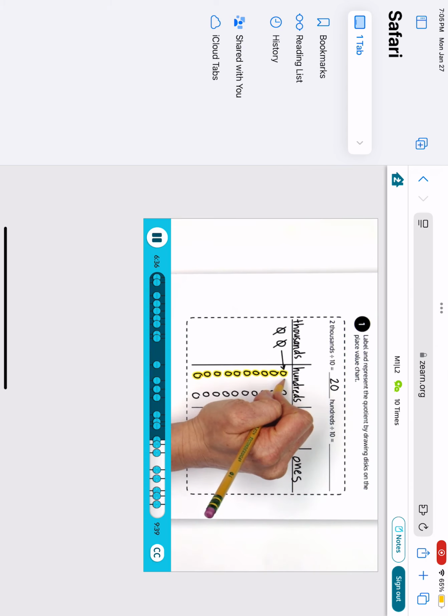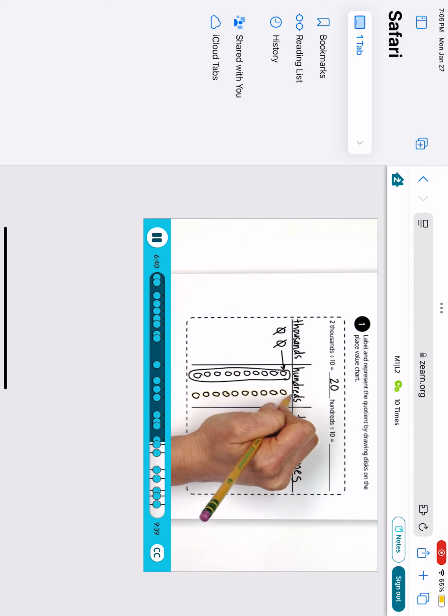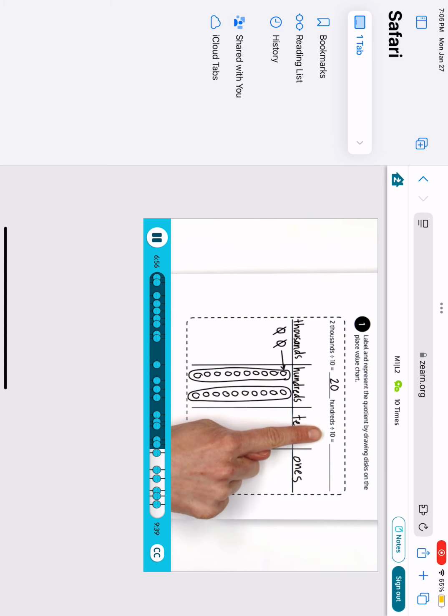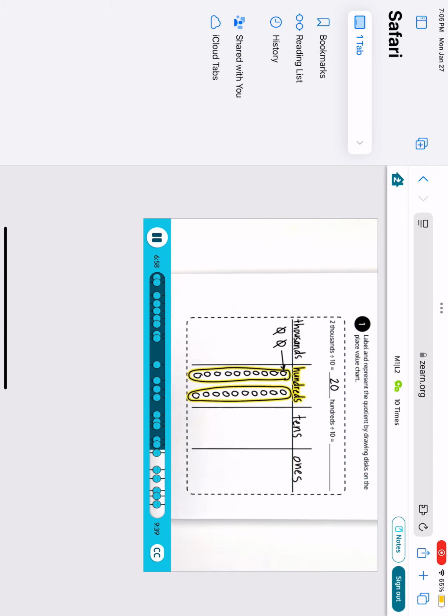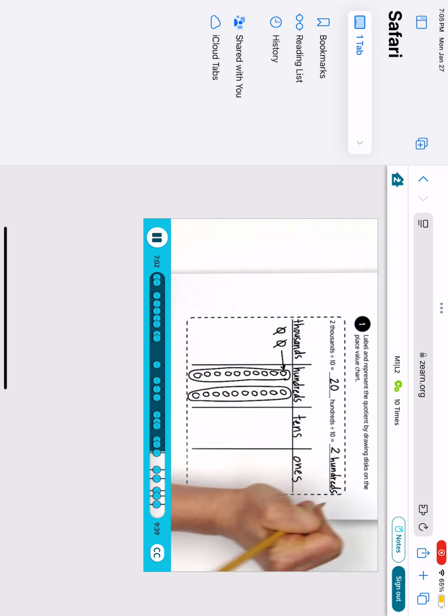Here is one group of 10. And here is another group of 10. Check your work. How many groups of 10 do we have in 20 hundreds? There are 2 groups in the hundreds column, so that's 2 hundreds. That means 20 hundreds divided by 10 equals 2 hundreds. Your turn.